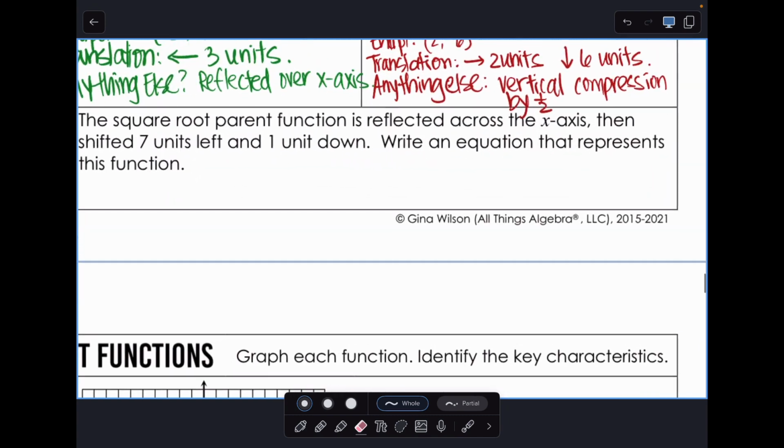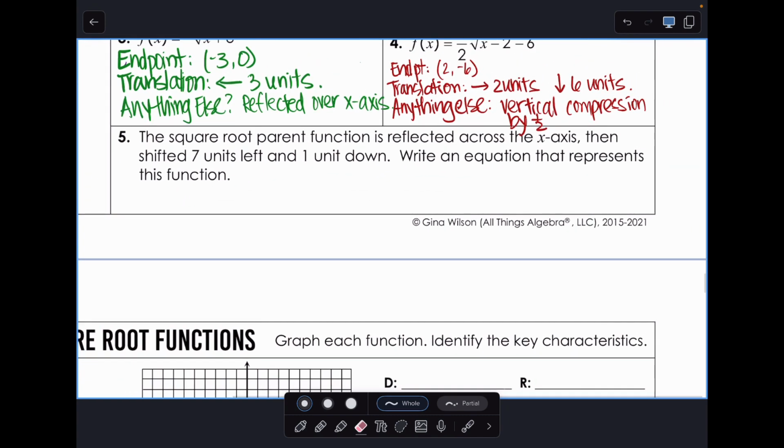Okay. The square root parent function is reflected across the x-axis, then shifted 7 units left and 1 unit down. Write an equation that represents this function. Try to do it on your own or with your team, and I will check with you in 1 minute. Y is equal to?